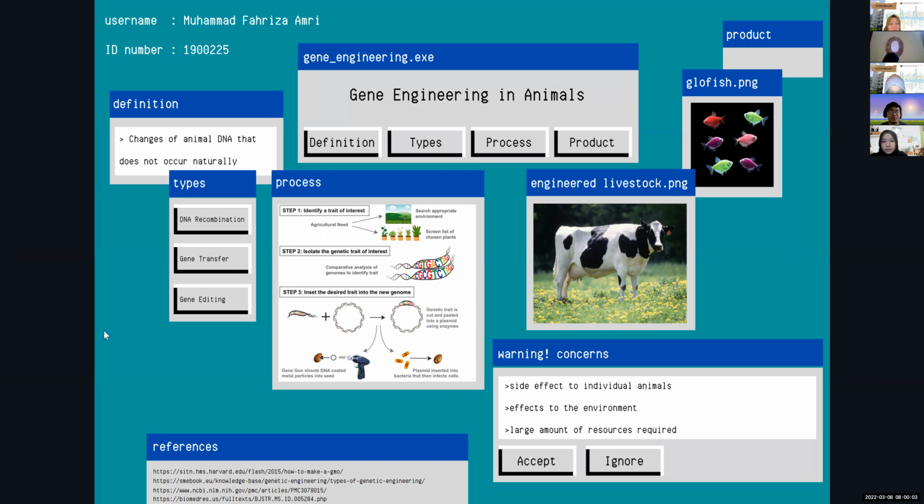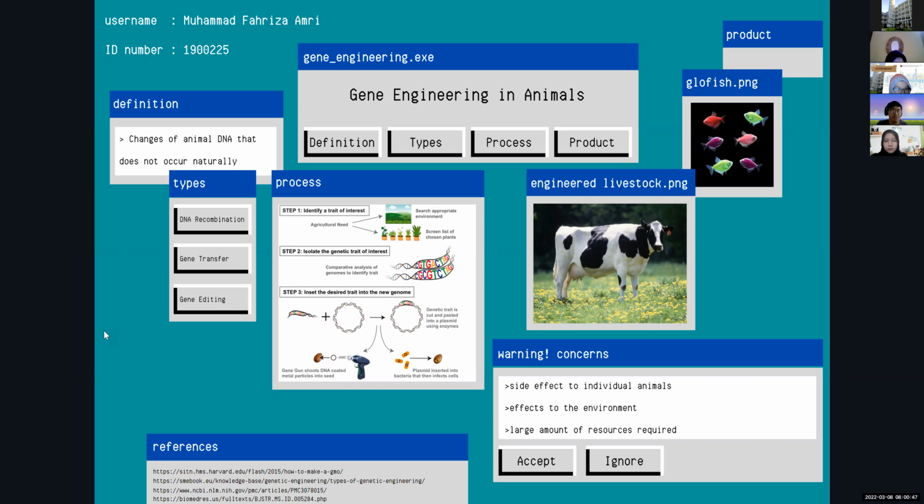So as you can see, the definition of gene engineering in animals is a change of animal DNA that does not occur naturally. As you all know, when animals sexually breed with each other, they pass along traits from their parents. That's why they are a mix of what their parents are. But the thing is, when they do that, the traits that are going to be inherited are pretty much random. You might get a breed of animals that is just the perfect version of what you need, but at the same time, you have an equal chance to get animals that have traits that you don't desire.